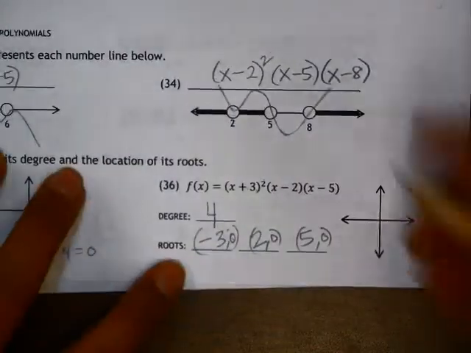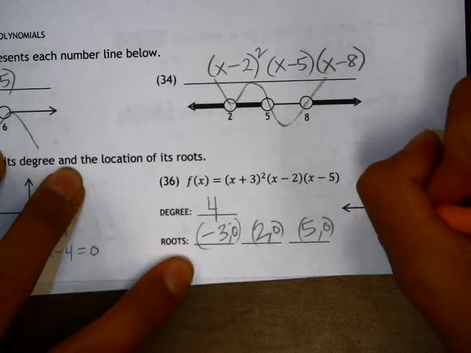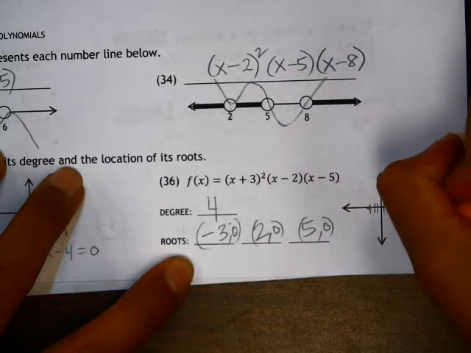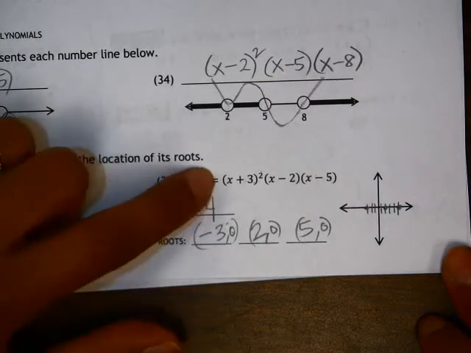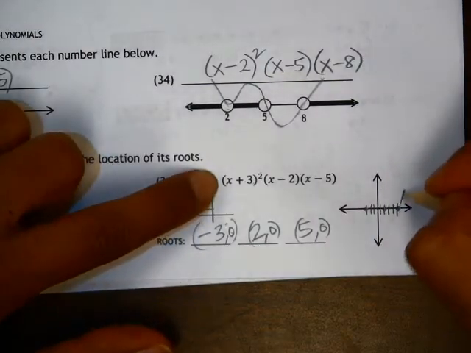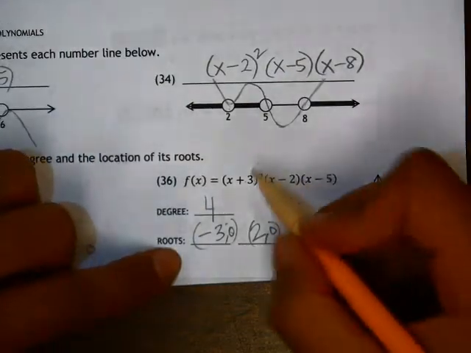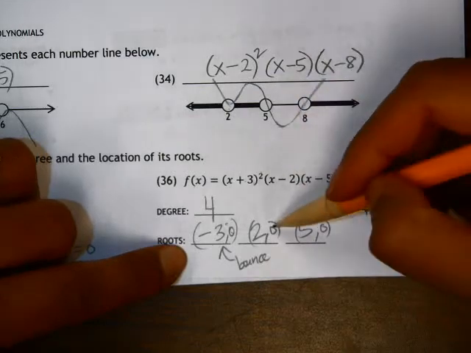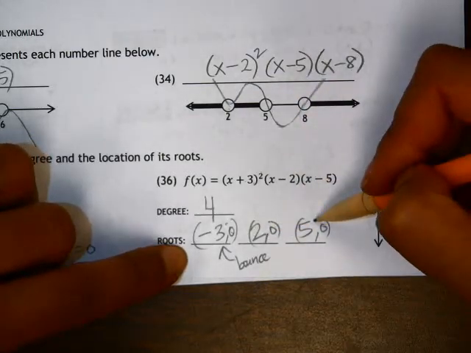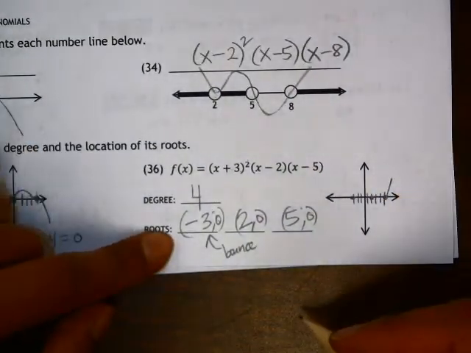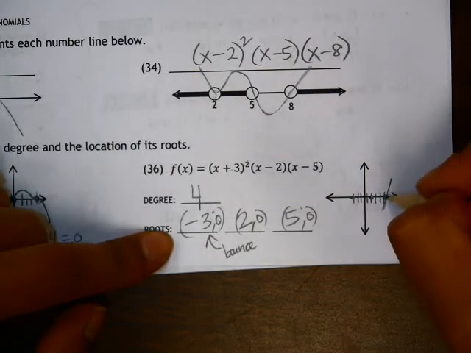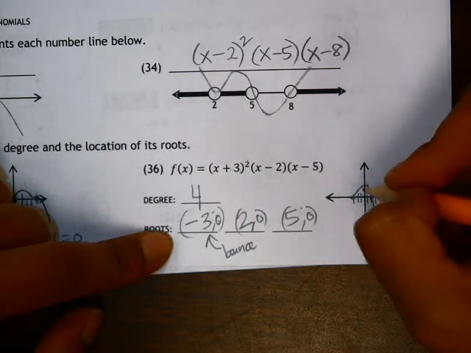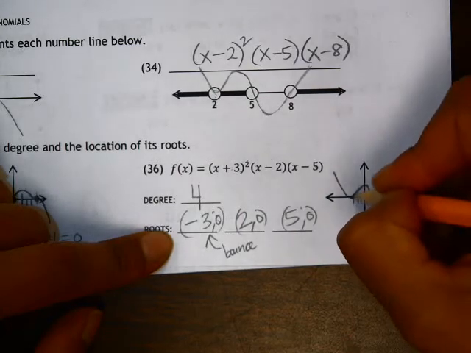And let's go ahead and plot those. So -3, +2, and +5. Our end behavior, we have a positive coefficient, so the end behavior is positive. And we need to note here that there's going to be a bounce at the root of -3. Both of these will just go through the roots. So this one is going to go through, this one is going to go through, and this one at -3, there will be a bounce.